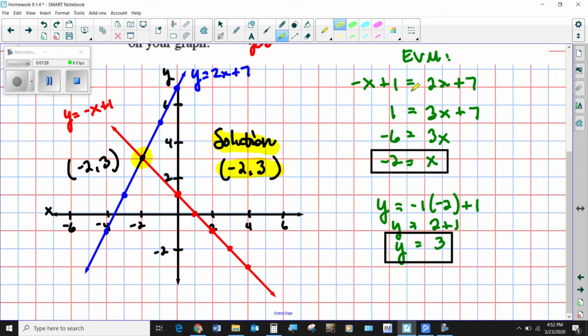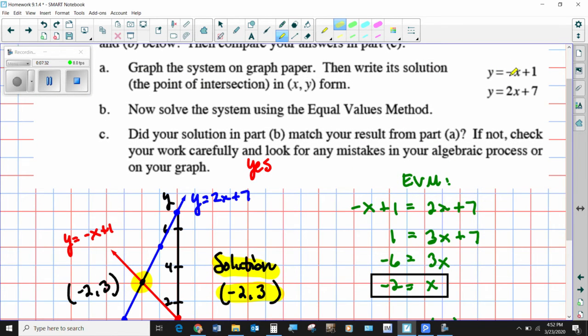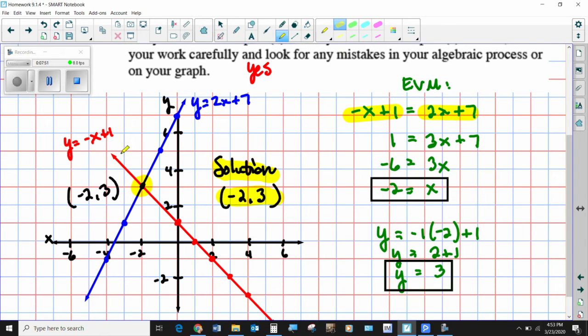Now, if we want to solve using the equal values method, remember, if y is equal to this and y is equal to that, then this must be equal to that. So we're going to set that up as an equation, and it's set up for us to solve for x first. So we'll add 1x to each side, take away 7 from each side, then divide by 3, and you see that x at our intersection point of these graphs is at -2.